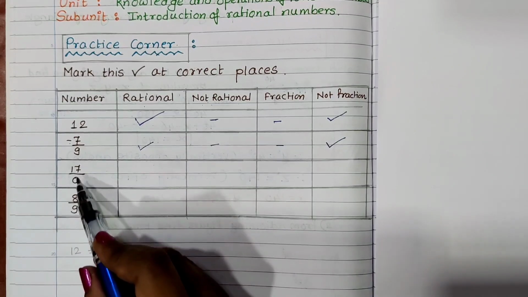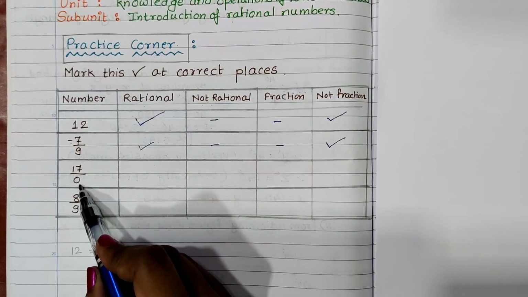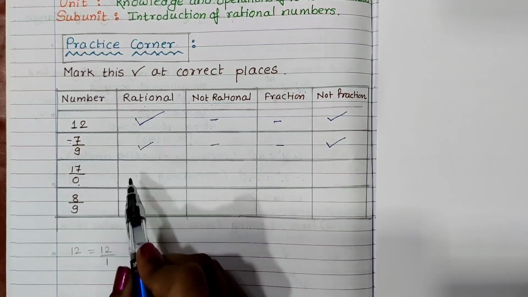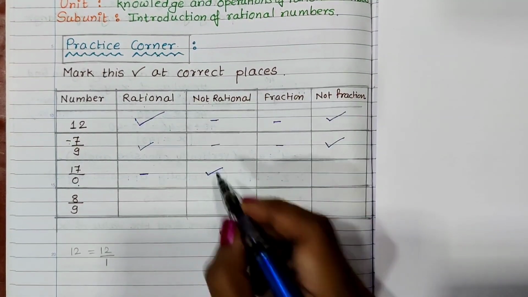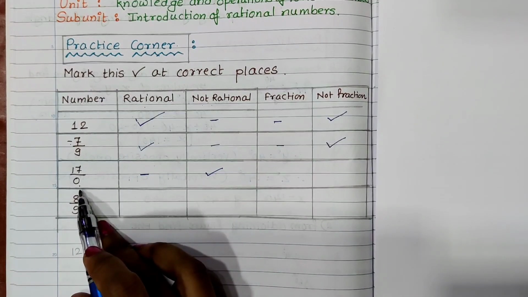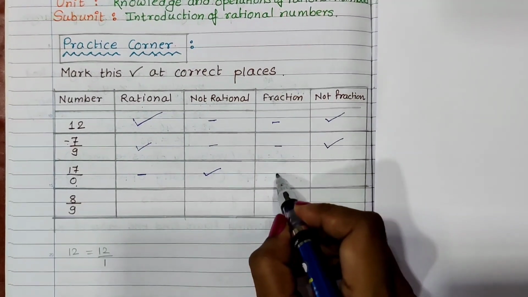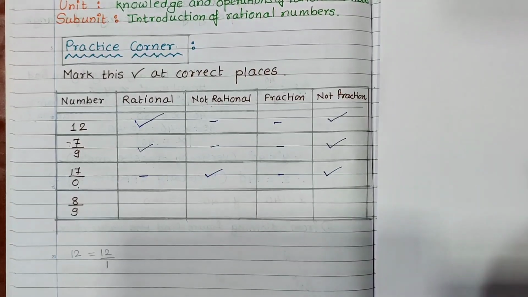Now let us see 17 upon 0. When 0 is there in the denominator, it is not a rational number. Okay. So we have to put a dash. It is not a rational number is correct. Is it a fraction? When 0 is there, it is not a fraction. So dash, and not a fraction is correct.